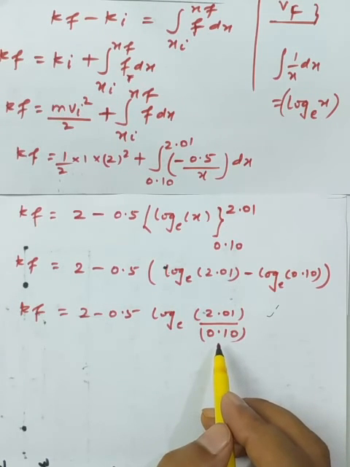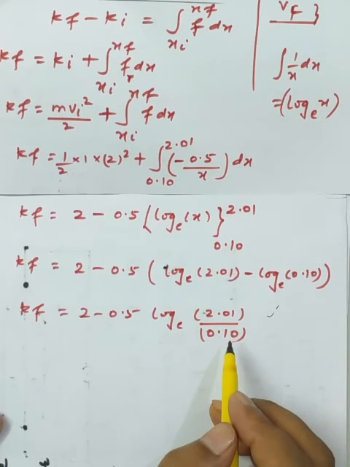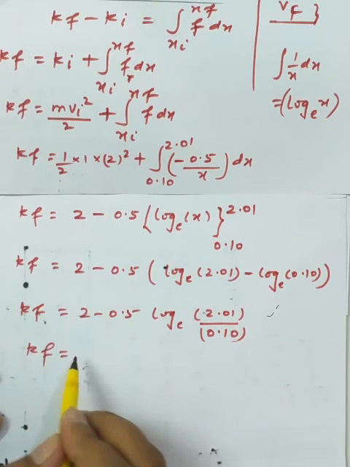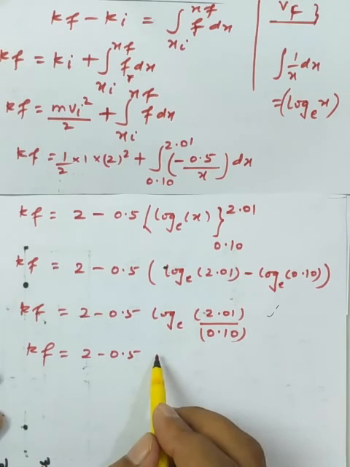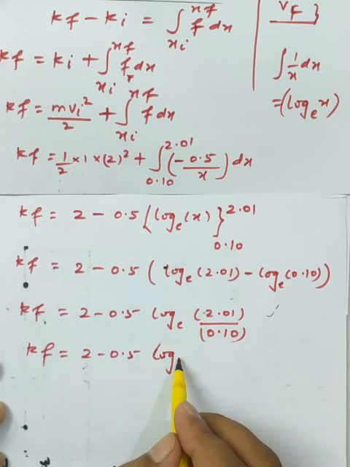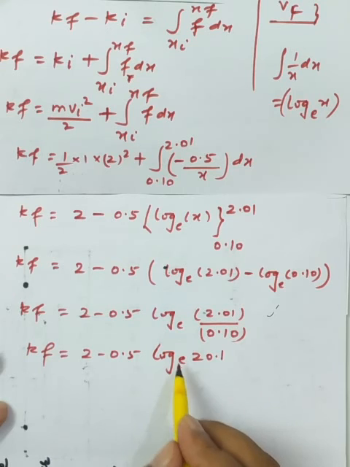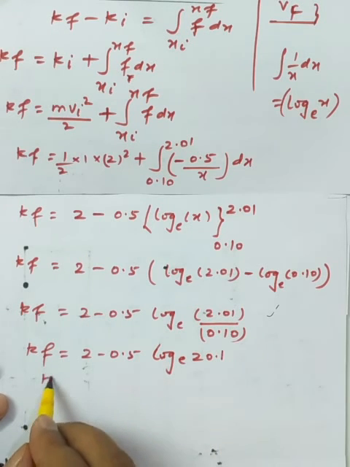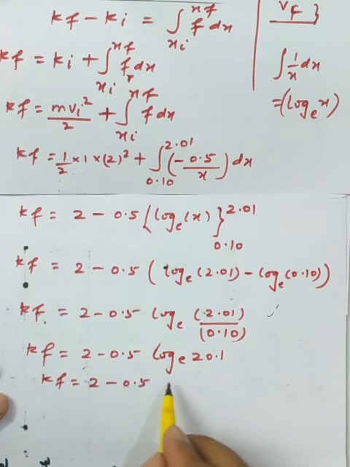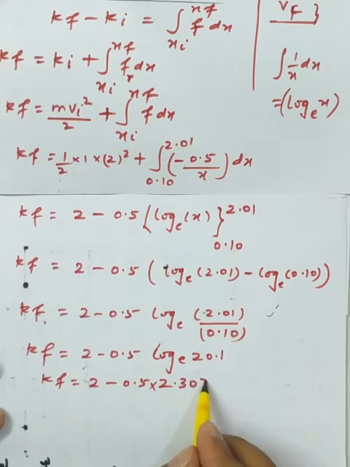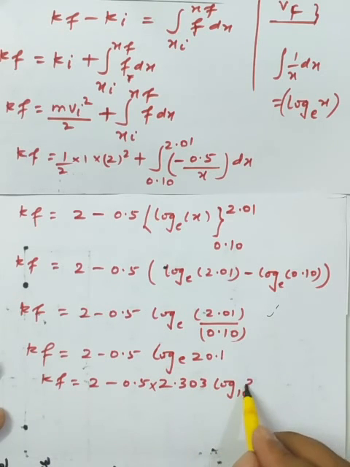As we solve it, we get k final is equal to 2 minus 0.5 log base e of 20.1. Here we remove the Napierian log symbol and use the concept of base 10. So k final is equal to 2 minus 0.5 times 2.303 times log base 10 of 20.1.